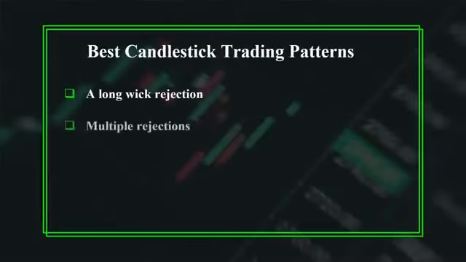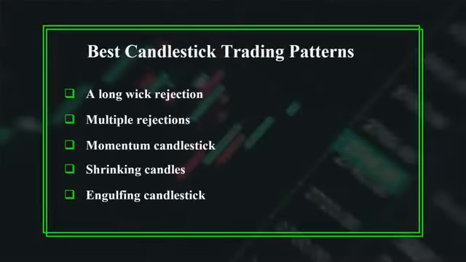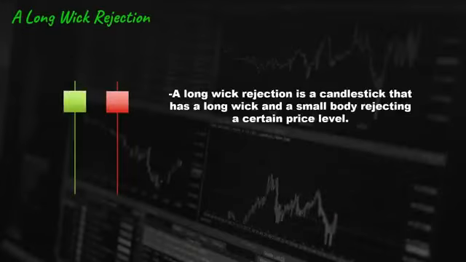First, let me show you a list of the most interesting candlestick patterns that work very well. There are many candlestick patterns that traders use, but the ones we find most effective are those that happen most frequently. Let's start with the first one, a long wick rejection. As the name suggests, a long wick rejection is a candlestick that has a long wick and a small body rejecting a certain price level.